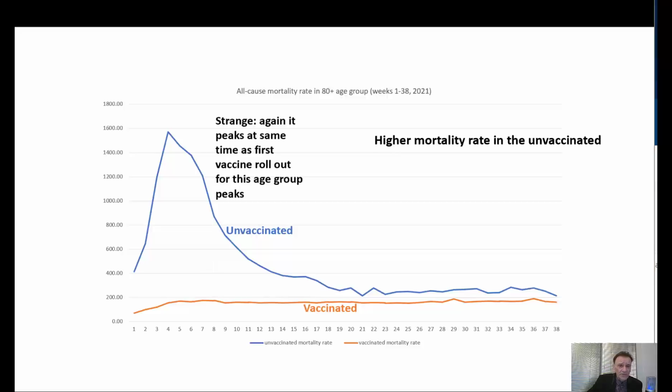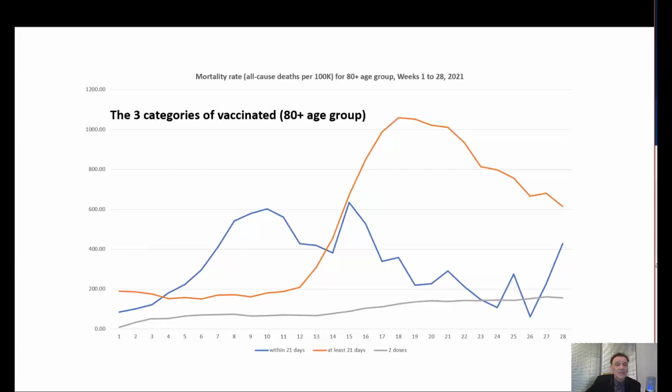Now, these peaks are pretty strange, but there are even stranger things that you observe in the data. There are three categories of vaccinated. There are those within 21 days of the first jab. That's these guys. There are those at least 21 days. That's these guys. And those who are at least 14 days after the second dose. And what you can see here is we've got apparently this deadly first dose until you get the second dose. It's killing people at a ridiculously high rate. Whereas you've got this miracle life-saving second dose. And the point here is that these are very, very far away from the normal mortality rate. So something is not quite right here.